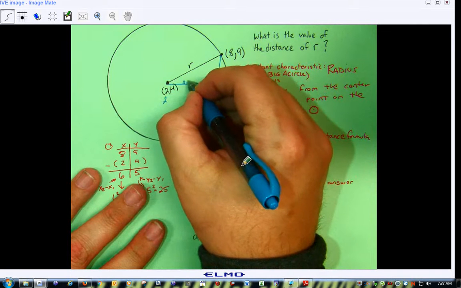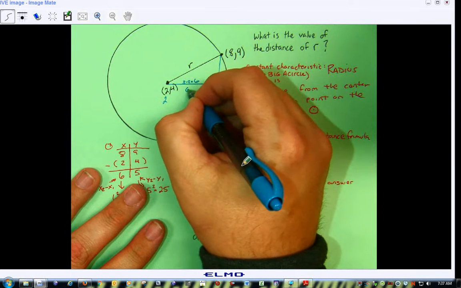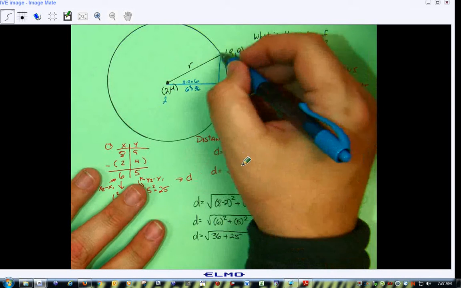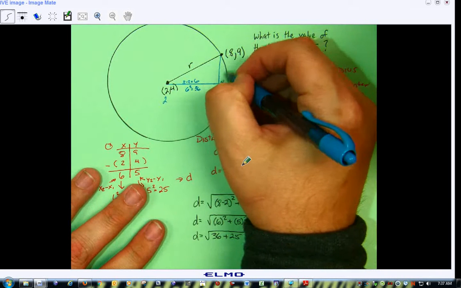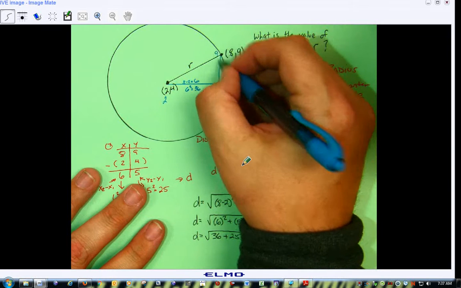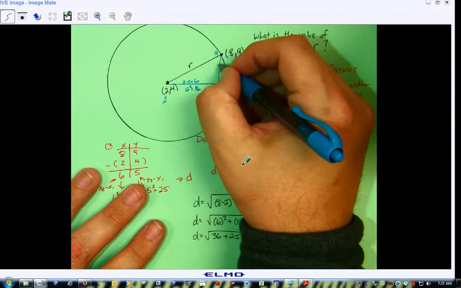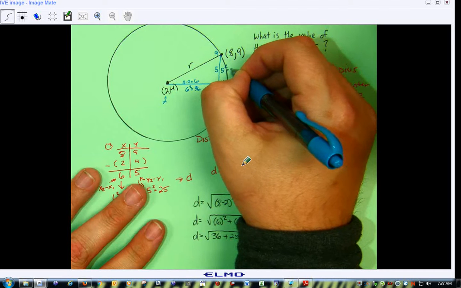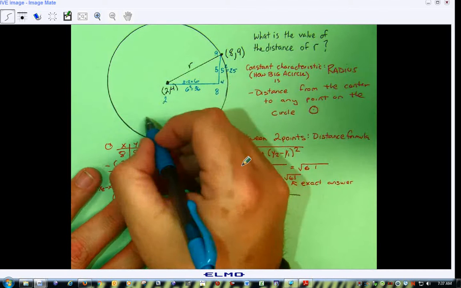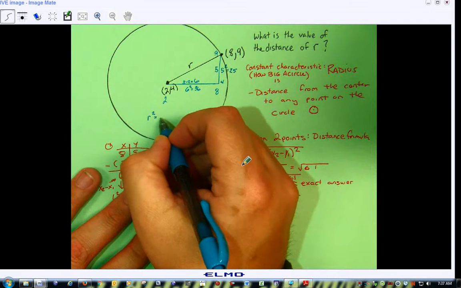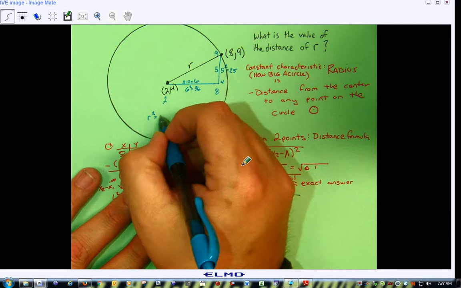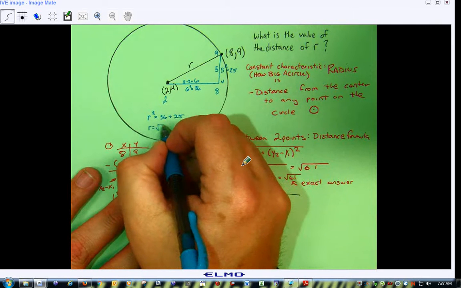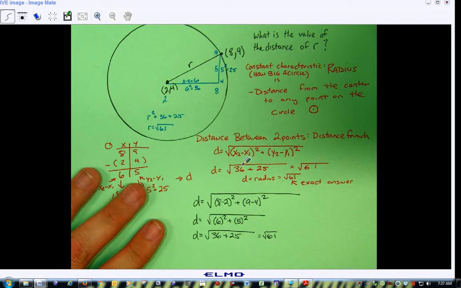What's 6 squared? 36. That's an 8. This is a 4. So if I'm going from 4 to 9, what's the length here? 5. So what's 5 squared? 25. So r squared is equal to 36 plus 25. r is going to be equal to the square root of 61. So you could have drawn the right triangle.